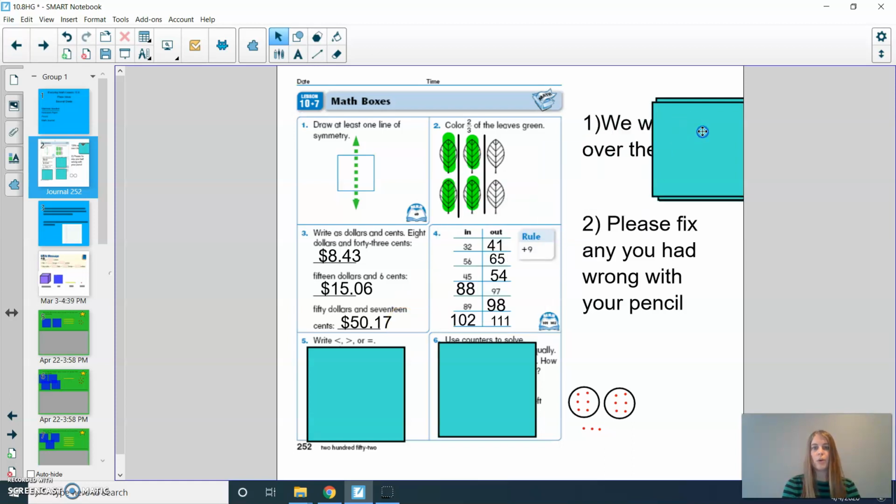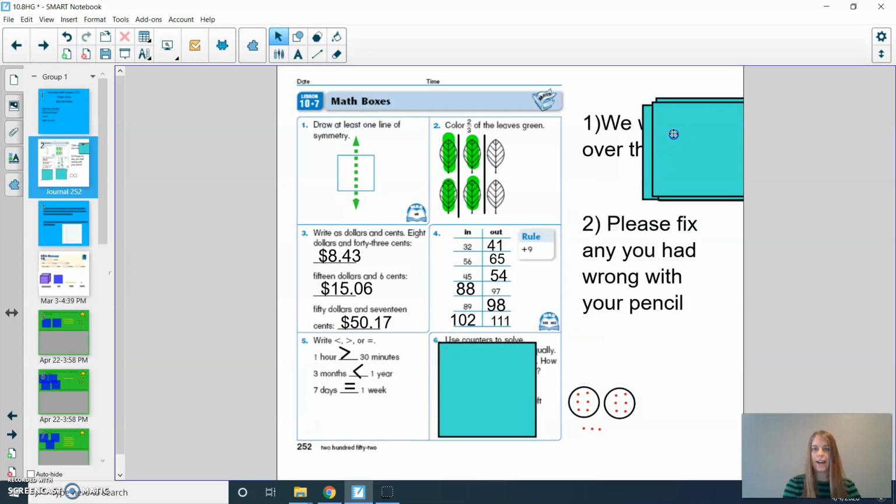For question number 4, our rule is to add 9. So 32 plus 9 would be 41. 56 plus 9 would be 65. 45 plus 9 would be 54. Now the out is 97, so then I needed to subtract 9. 97 minus 9 would get me to 88. 89 plus 9 would get me to 98. Now for the bottom, you could choose. I chose to do 102 plus 9 would get me to 111.